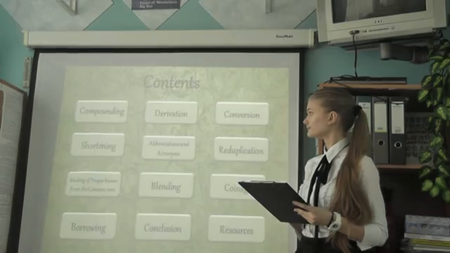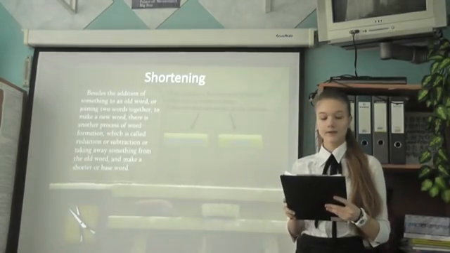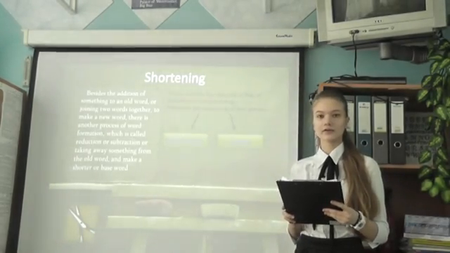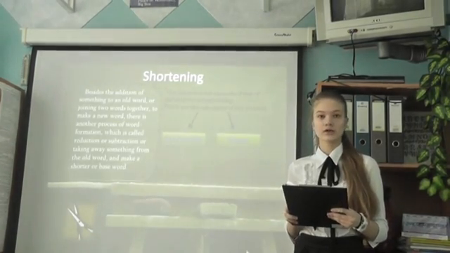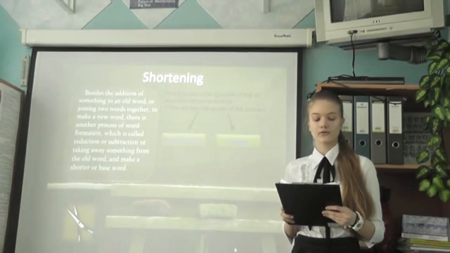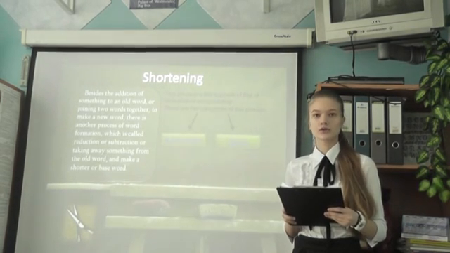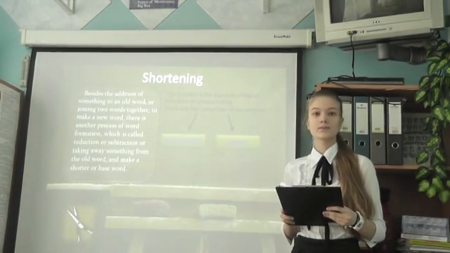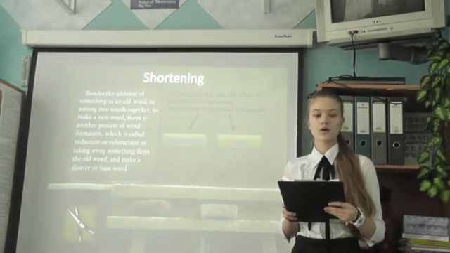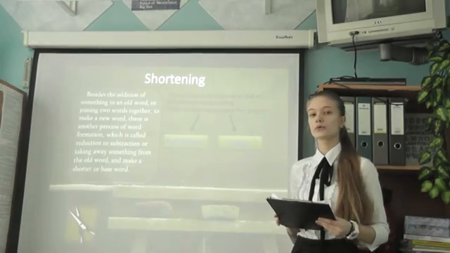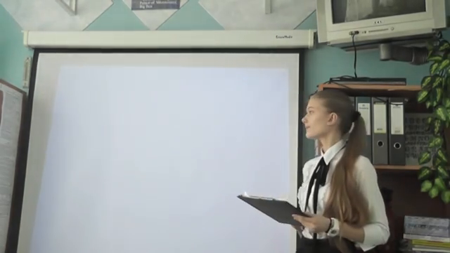Shortening. Besides the addition of something to an old word or joining two words together to make a new word, there is another process of English word formation, which is called shortening. This process is the opposite of derivation or compounding. There are two categories of this process.